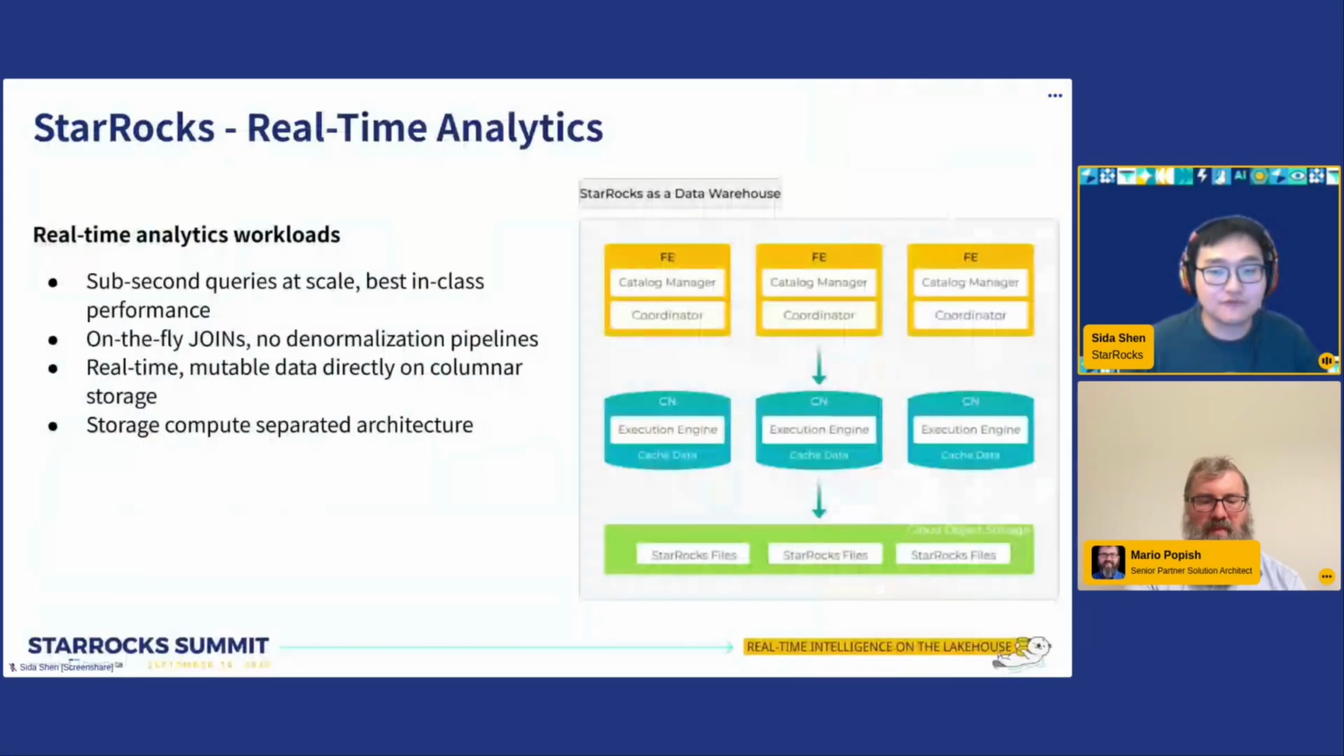Now let's get started. So first, I'll do some light introduction of StarRocks and StarRocks' relationship with AWS Graviton. Just a few minutes.